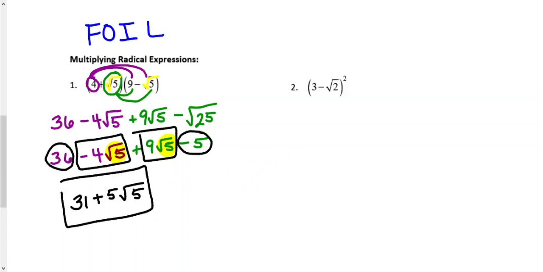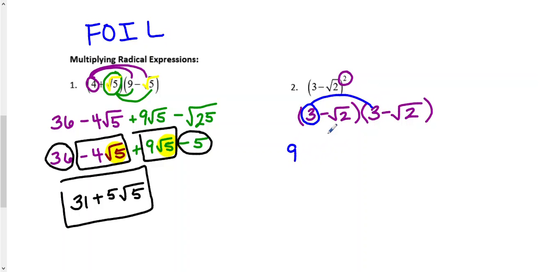Now the other way these are written, you'll see in number 2, where we have parentheses 3 minus the square root of 2 squared. Remember, that squared means that there are 2 of them. So that is like saying 3 minus the square root of 2 times 3 minus the square root of 2. Now we just go back to foiling. So I'm going to take this 3, distribute it to the other 3, and get 9. And then 3 times the negative square root of 2 gives me negative 3 square root of 2.